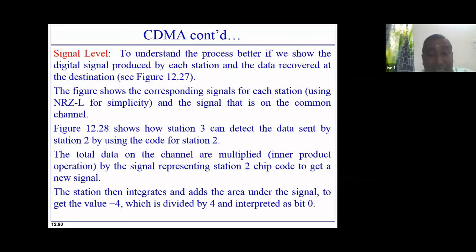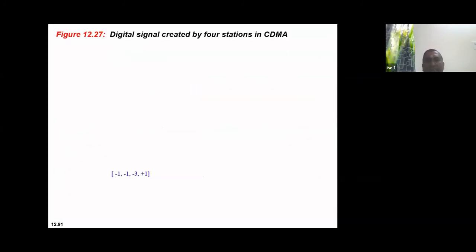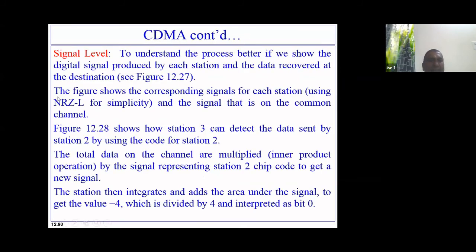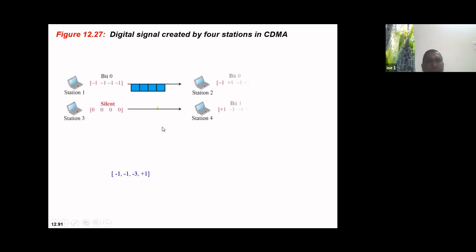Now, if I want to understand this through signal level, here you can see, if I take the signal as NRZ-L, so here the chip I'll be taking as NRZ-L, non-return to zero. You got the idea? Sorry, I should have taken it as polar.